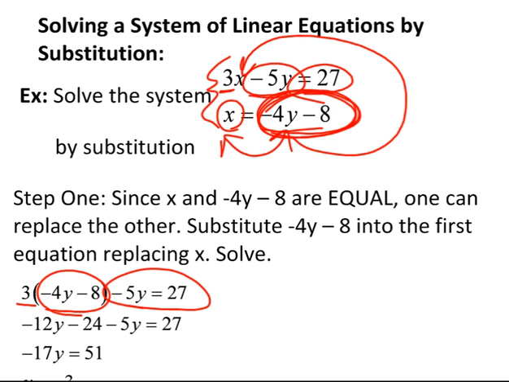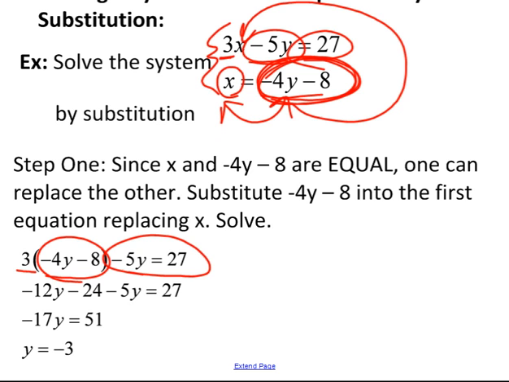From here, you are going to distribute the 3. So distribute the 3, you have negative 12y minus 24. I still have my minus 5y equals 27. Combine like terms: negative 17y, add the 24, equals 51, and divide by negative 17, and you get y equals negative 3.